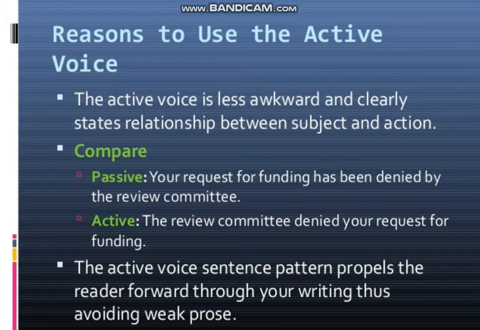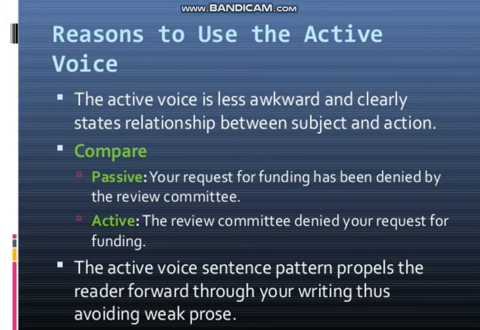First we have an example of passive voice. Your request for funding has been denied by the review committee. So here you can see that your request for funding has been denied by the review committee. It seems a little bit more complicated, and here is the clear one, active: The review committee denied your request for funding. So it's a straightforward sentence. That's why we mainly use active voice.